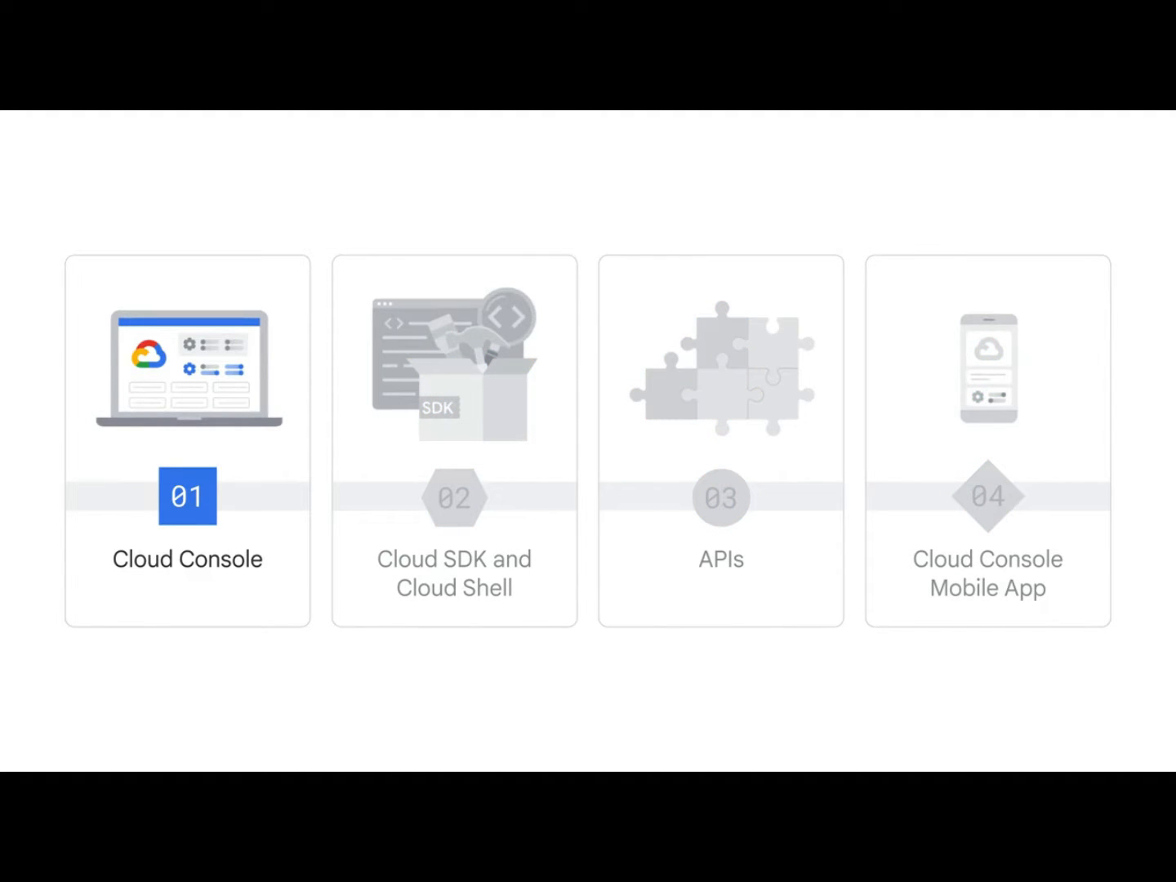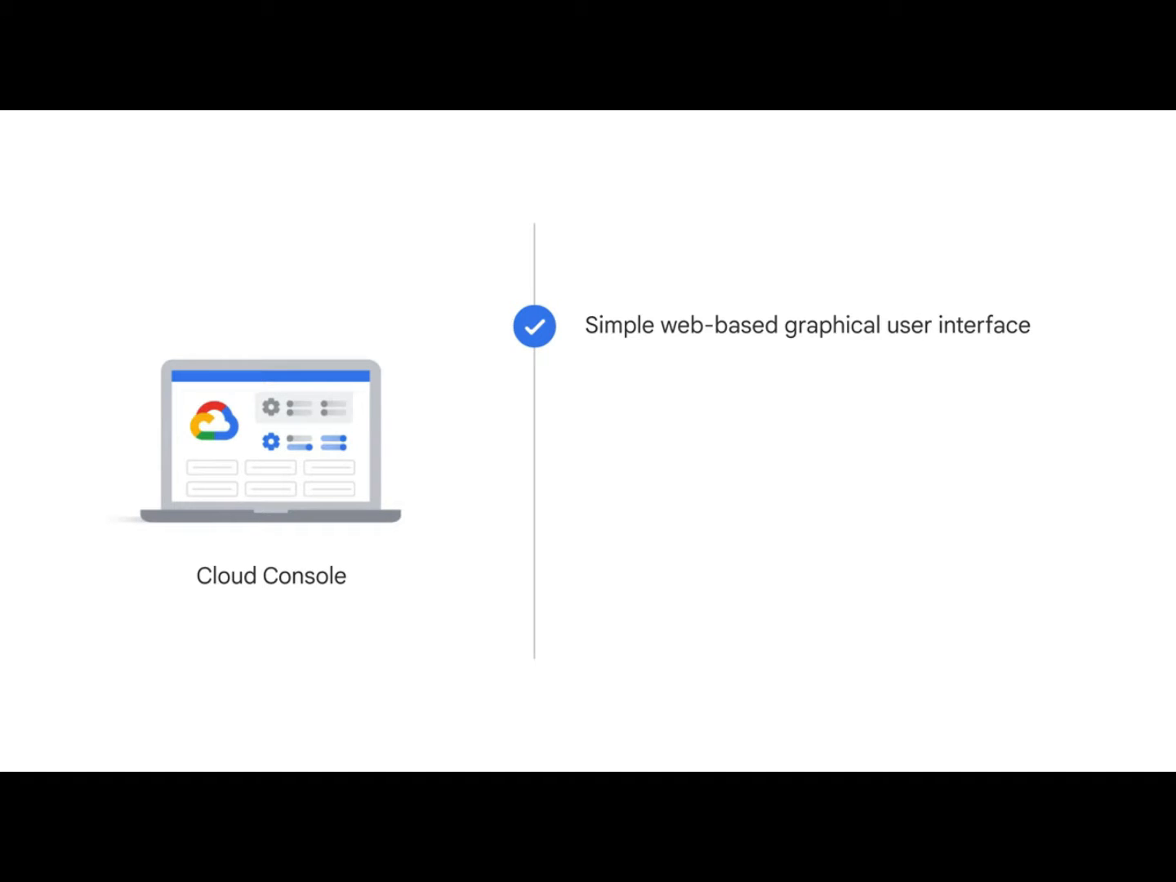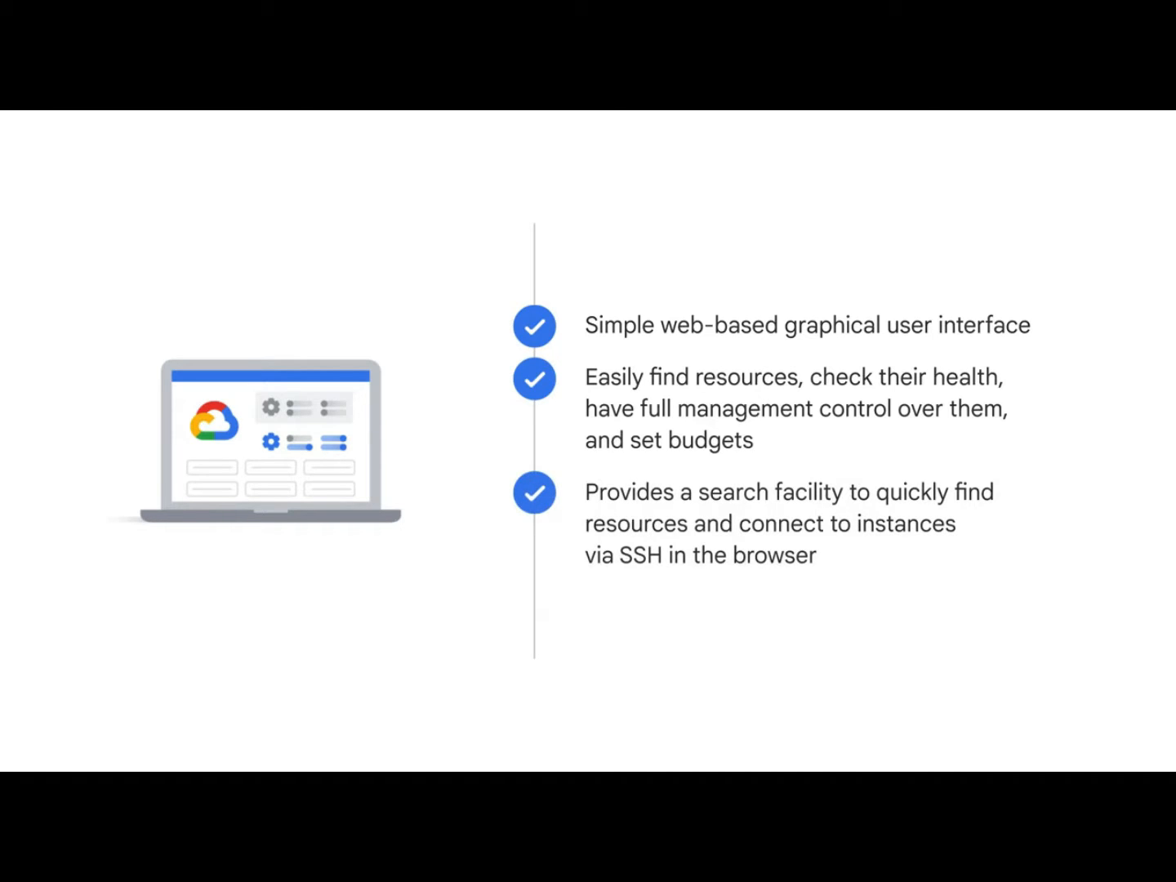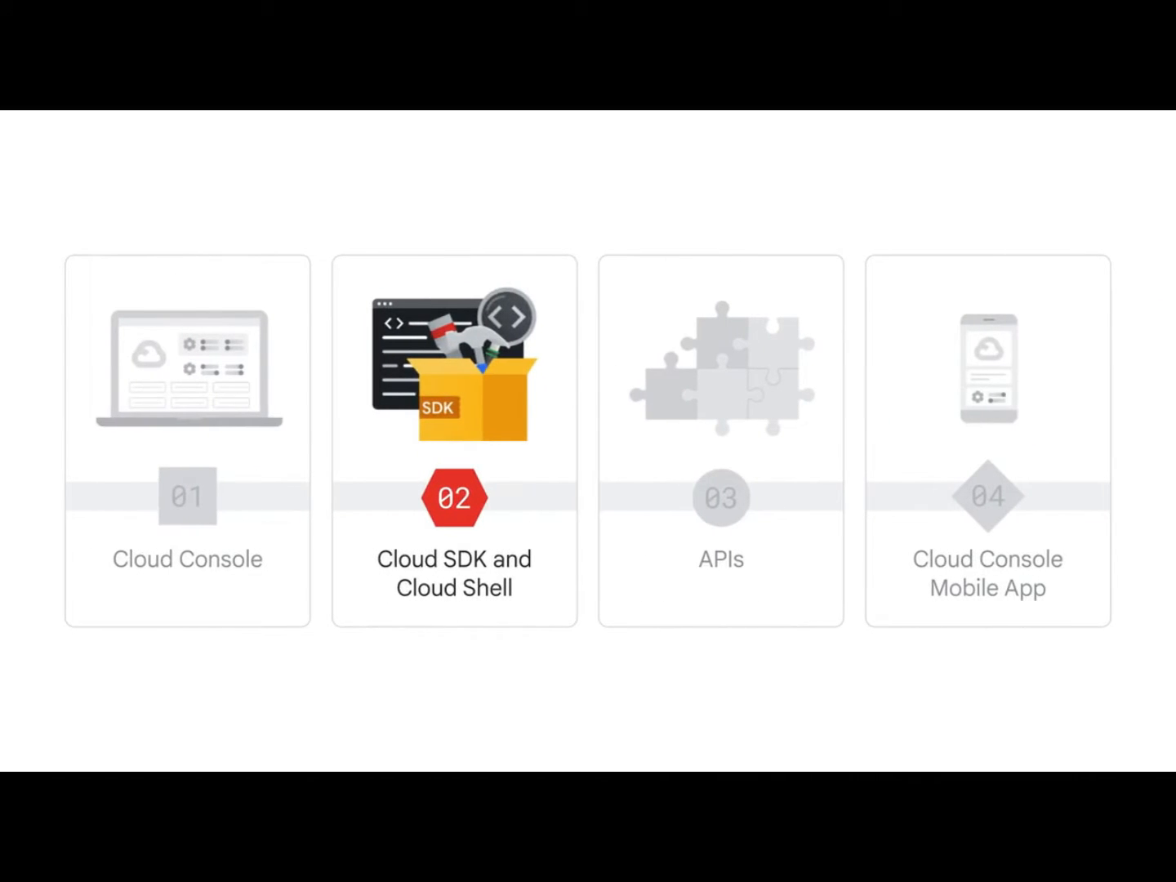First is the Google Cloud Console, which is Google Cloud's graphical user interface, or GUI, that helps you deploy, scale, and diagnose production issues in a simple web-based interface. With the Cloud Console, you can easily find your resources, check their health, have full management control over them, and set budgets to control how much you spend on them. The Cloud Console also provides a search facility to quickly find resources and connect to instances via SSH in the browser. Second is through the Cloud SDK and Cloud Shell.